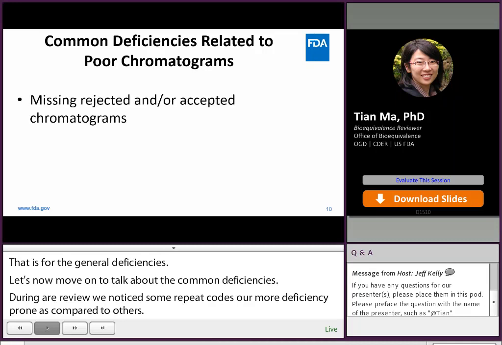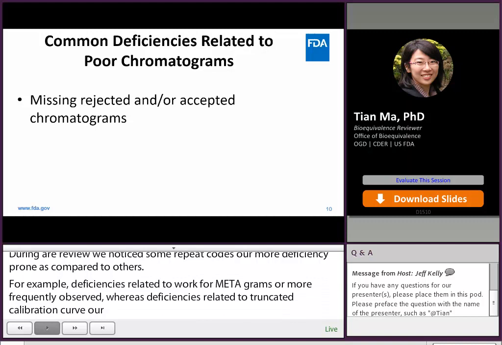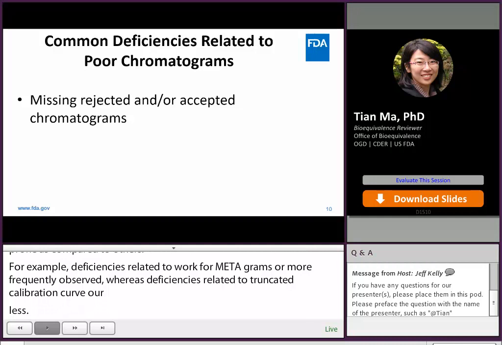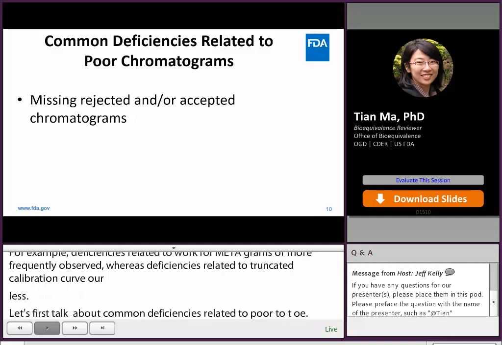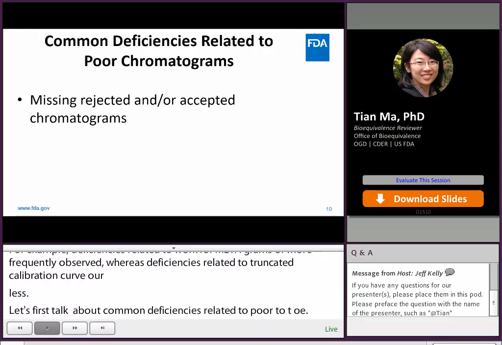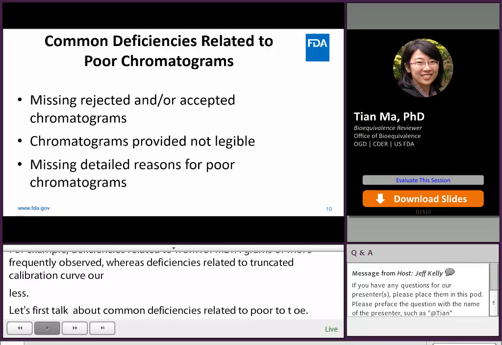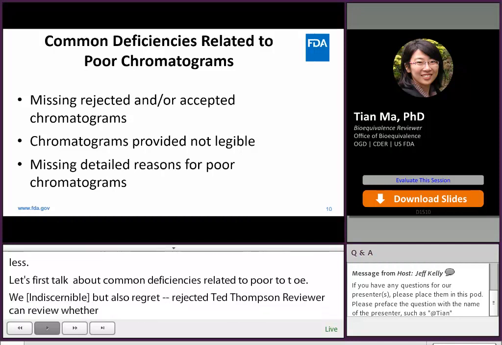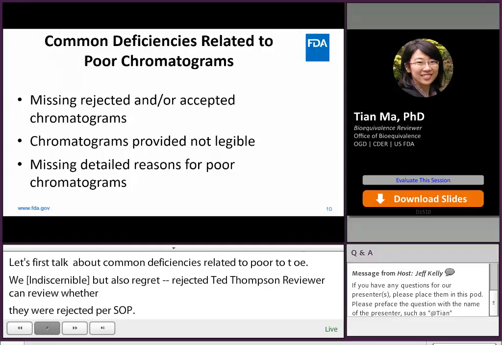So we recommend you to provide not only the accepted chromatograms, but also the rejected chromatograms, so that a reviewer can verify whether these samples were rejected per the SOP. In addition, the chromatograms provided should be legible. And also sometimes the reviewer may ask the applicant to provide detailed reason per the pre-specified criteria in the SOP regarding why this sample was rejected.